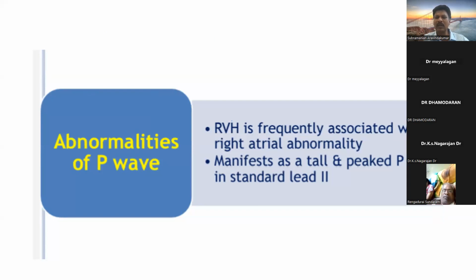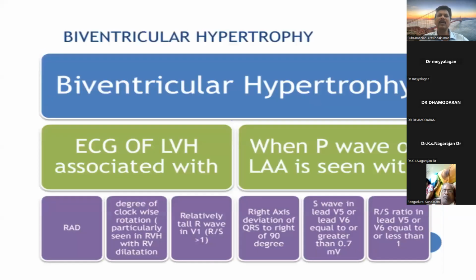Now you are thorough with LVH and RVH. What will happen if there is biventricular hypertrophy? Very rarely you can have it. So, ECG of LVH associated with right axis deviation. LVH means it should be left axis deviation. RVH means it should be right axis deviation.